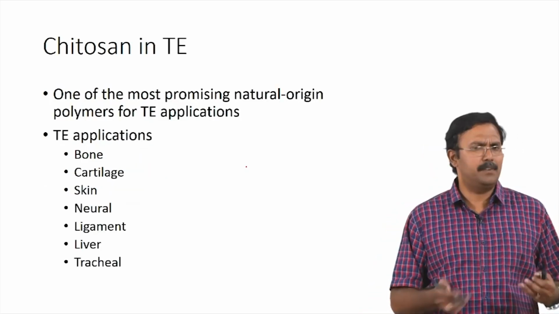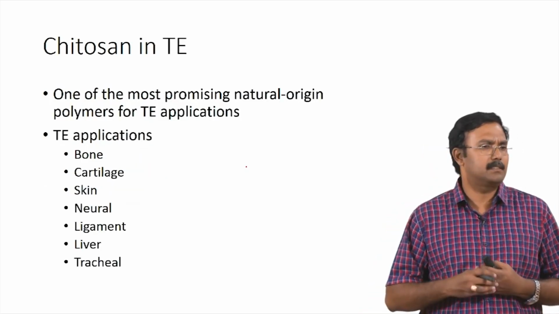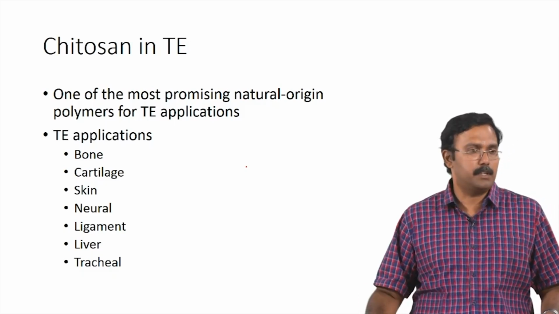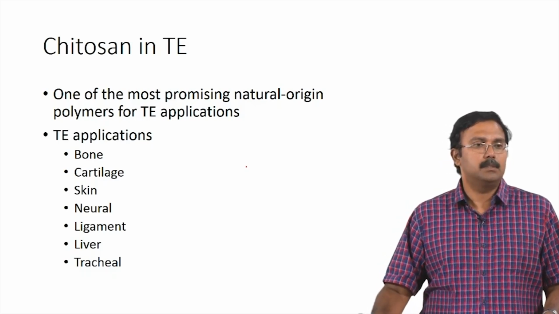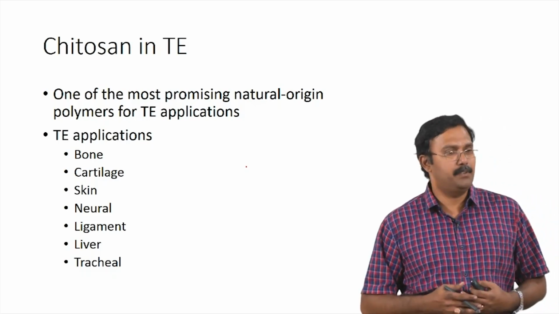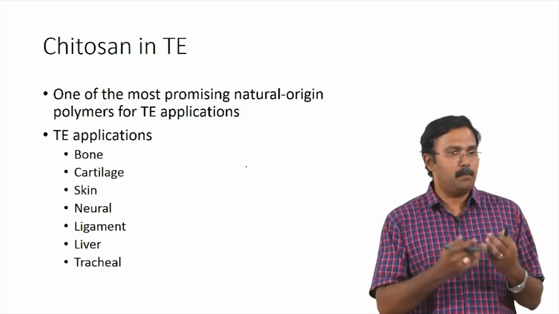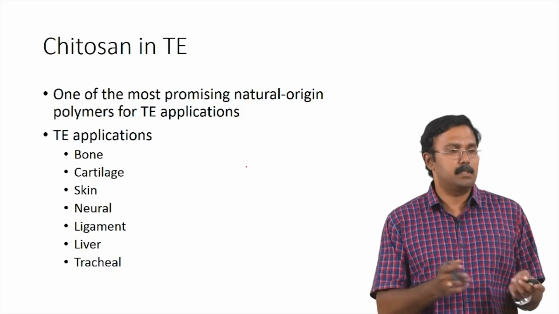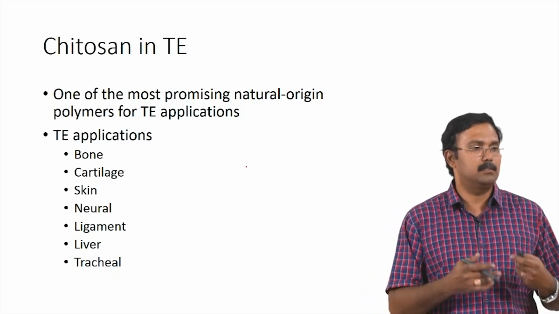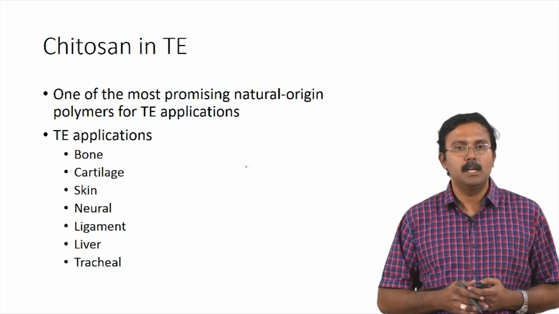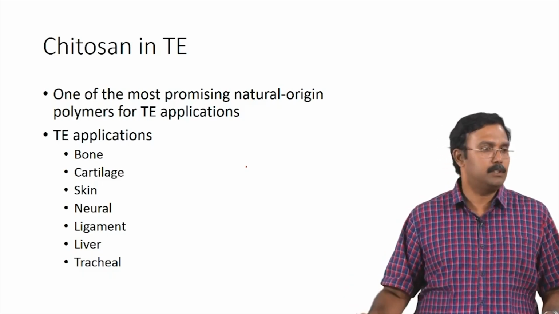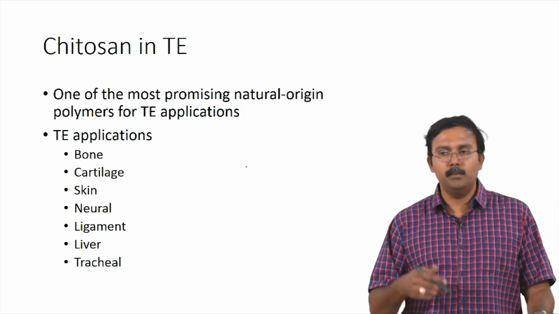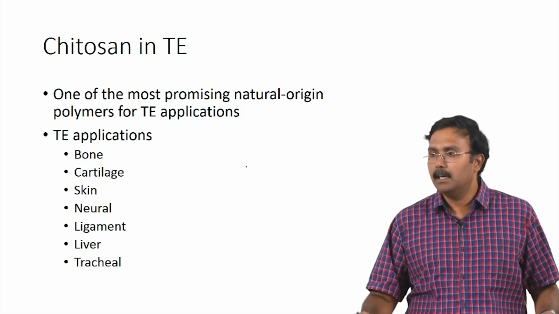Chitosan has been used in different tissue engineering applications. It is identified as one of the most promising natural origin polymers for tissue engineering applications. So, it has been looked at for different tissue engineering things. So, bone, it probably primarily is used along with some ceramics because just using chitosan is probably not good enough for the mechanical properties, but it has been used for a lot of soft tissue applications. Again, it would be blended with other materials, composites would be prepared.